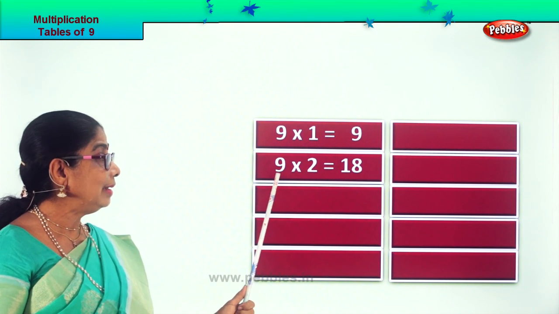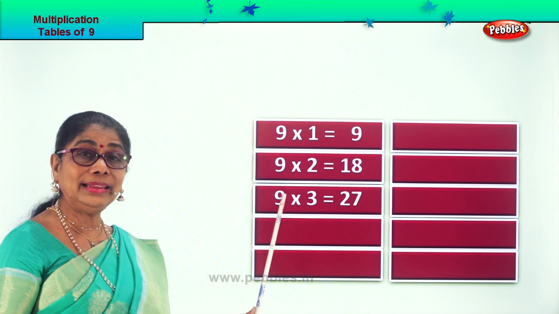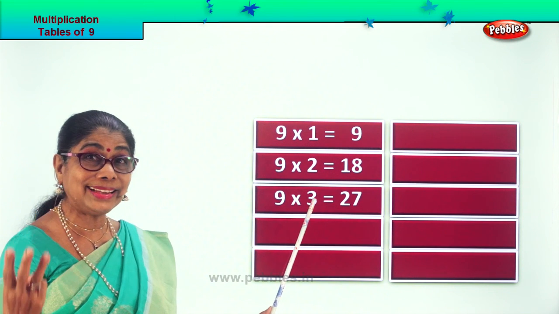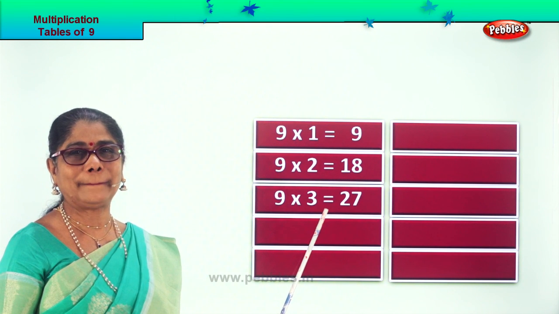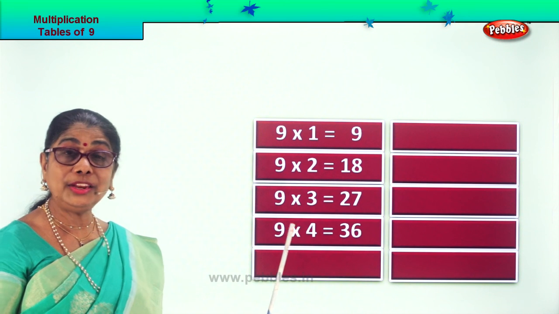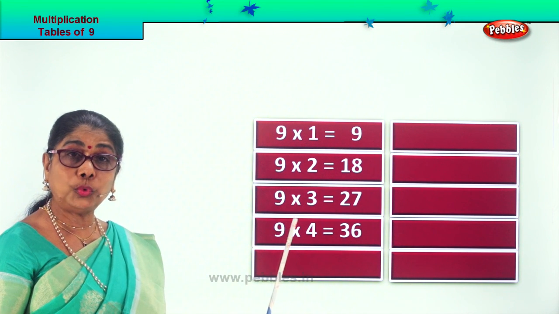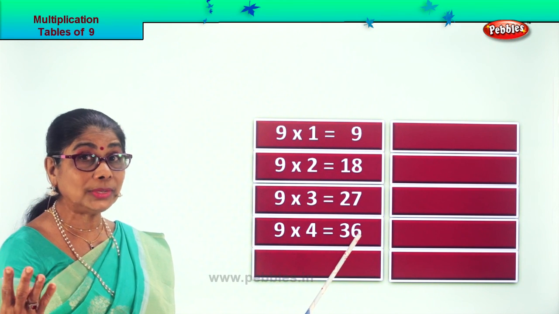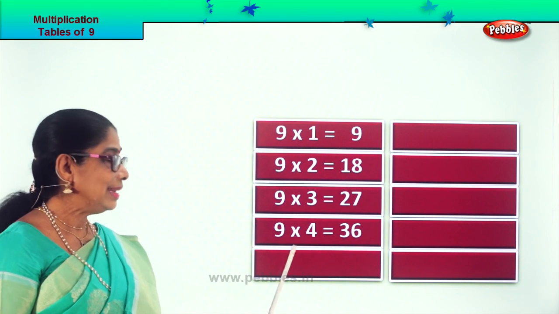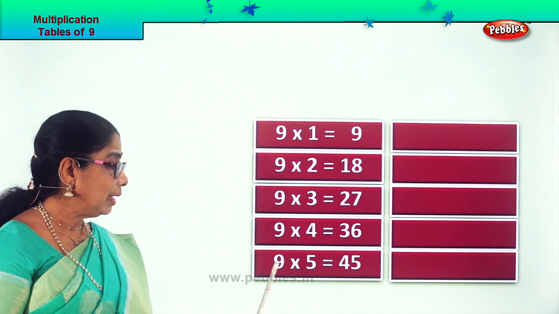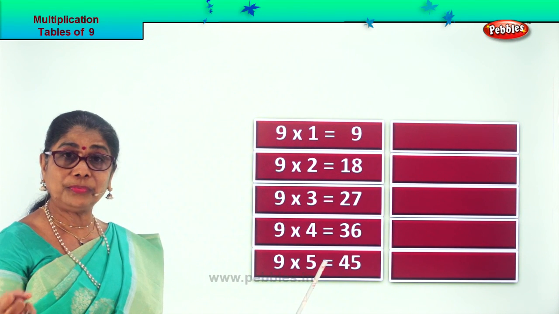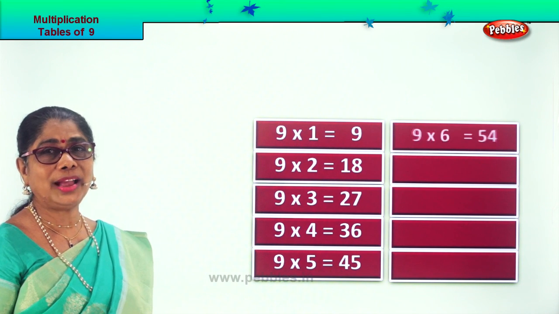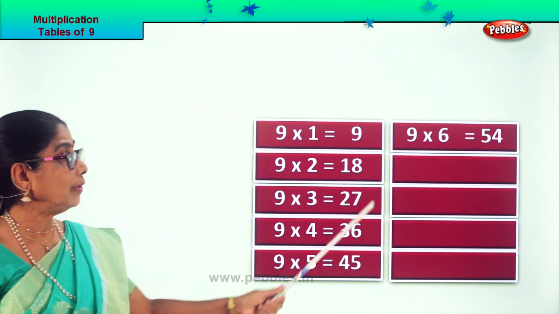Next. 9 into 3. 9 threes are 27. 9 into 3 equal to 27. 9 threes are 27. Next. 9 into 4 equal to 9 fours are 36. 9 into 4 equal to 36. 9 fours are 36. 9 into 5 equal to 9 fives are 45. 9 fives are 45. 9 into 5 equal to 45.